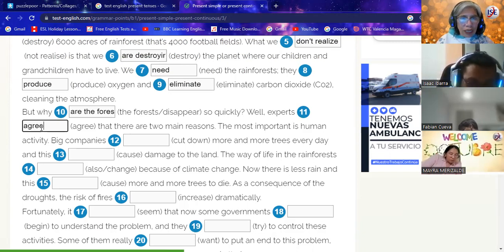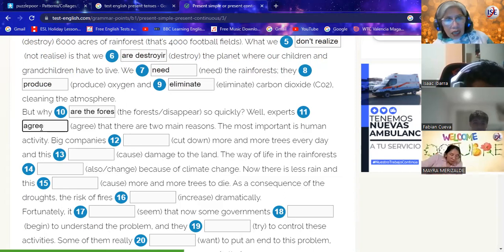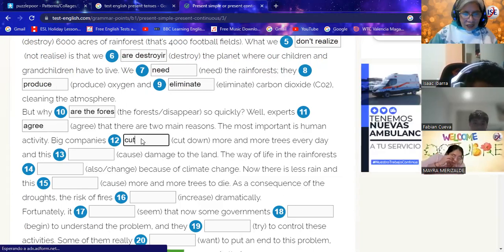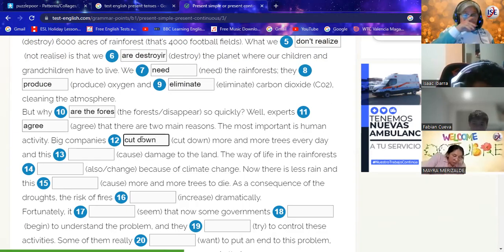The most important is human activities. Big companies, more and more trees every day, Fabian, every day. Big companies are cutting down or cut down? Cut down. More and more trees every day. And this, Nayeli, cause damage to the land or is causing damage to the land? Simple or progressive? It is a process.